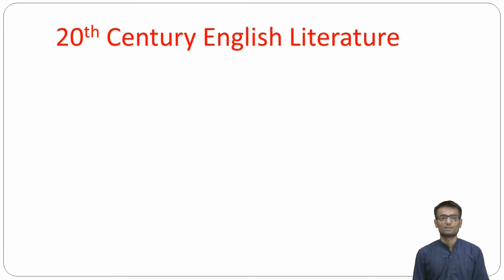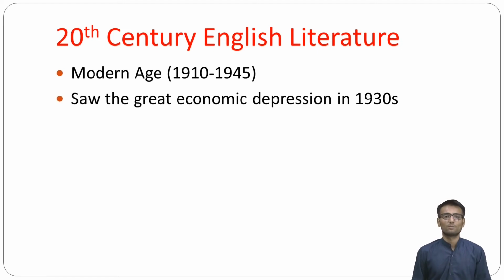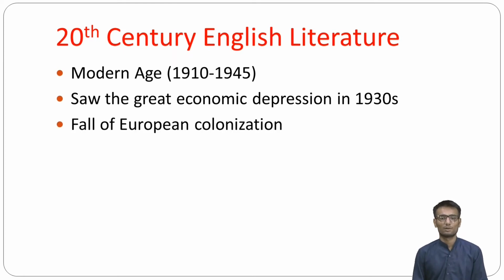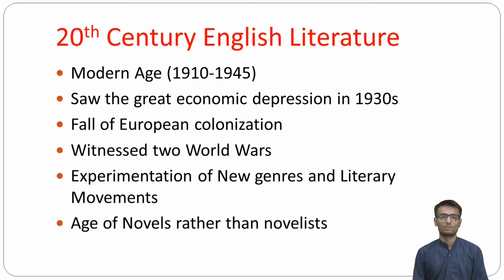Now, let us discuss 20th century English literature, which is mostly divided into 2 sections. One is the modern age and the second is the postmodern age. We saw the Great Economic Depression in the 1930s. Also, it witnessed European colonizations and also their fall. The Second World War and the First World War are the major components covered in the history of 20th century English literature. And the next is the famous quote: the 20th century is an age of novels rather than novelists.